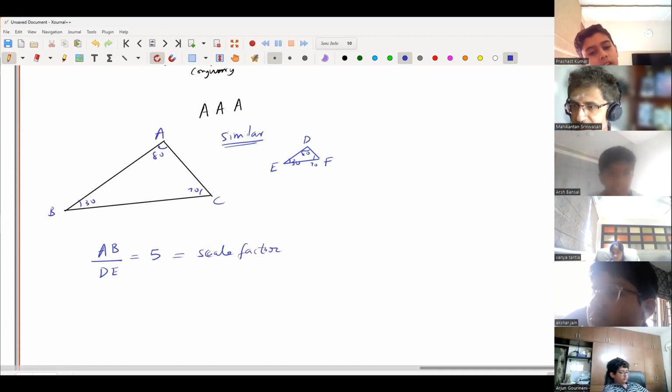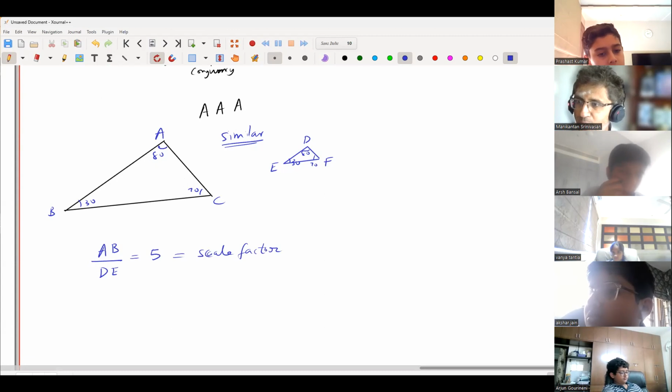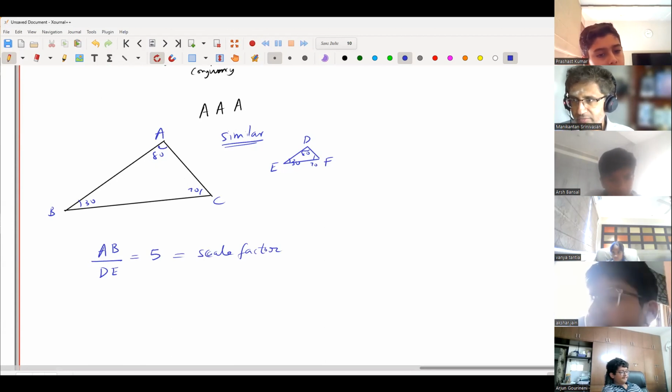Okay, so scale factor is, yes. Go ahead, Harsh. Can you repeat? The scale factor is the ratio of corresponding lengths in the two triangles. Okay, it can go either way, depending on the context of the question. It's the bigger to smaller or smaller to bigger. So it's either 5 or 1/5, one of the two.